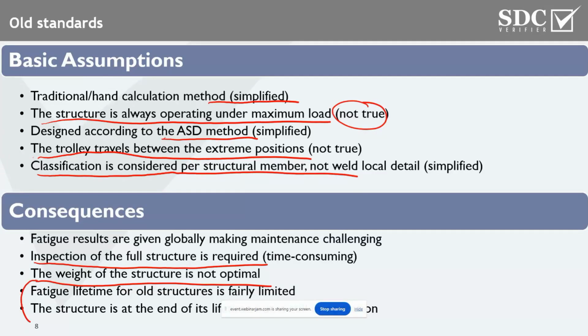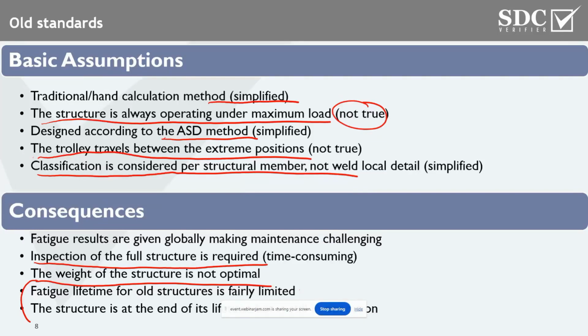Two last items are quite connected. So first of all, the fatigue lifetime for old structures was fairly limited because of this level of conservativity. And as a result, there was a common question, and it's still basically existing. The structure is at the end of its lifetime, but it's still in operation. So how to deal with that and how much time is left?